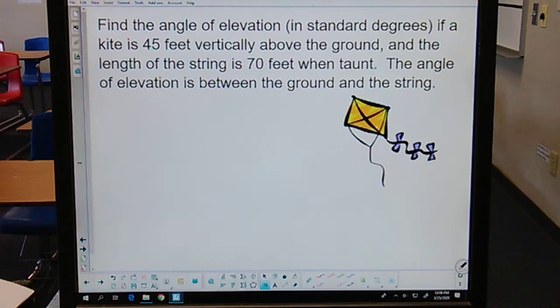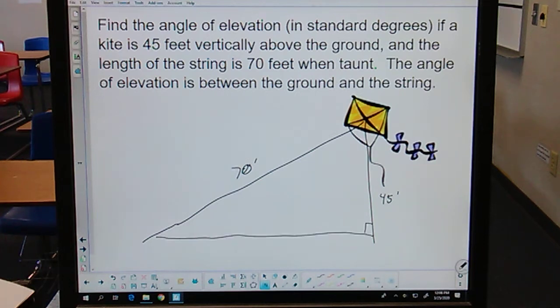Okay, on this problem here, the kite is 45 feet vertically above the ground. So we'll put a 45 feet there. And the length of the string is 70, so we'll put a 70 here. And the angle of elevation is between the ground and the string, so we're looking for an angle right down here for the angle of elevation. This is making 90 right here.